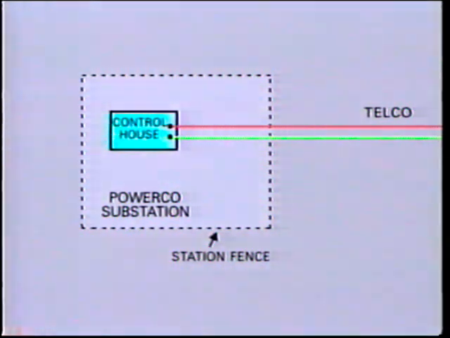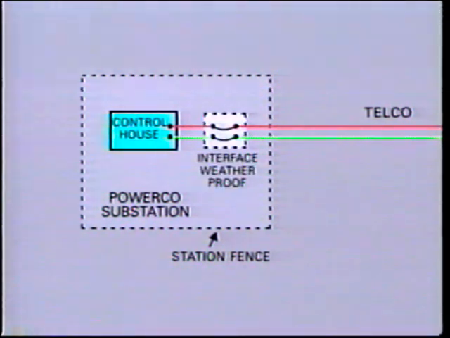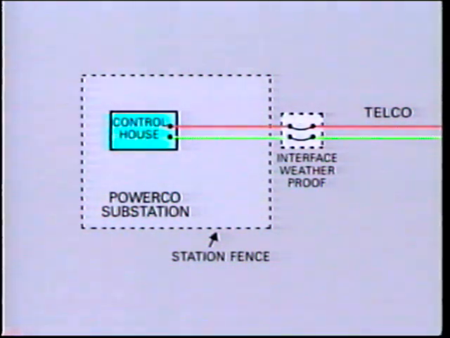The actual physical location of the demarcation point varies from company to company, as well as substation to substation. It may be located inside the substation control house. An alternative would be a weatherproof cabinet just inside the substation fence. Yet again, the weatherproof cabinet may be placed outside the fence.